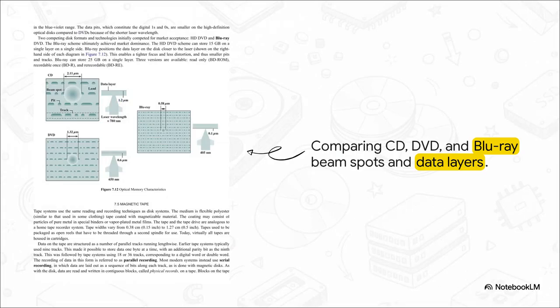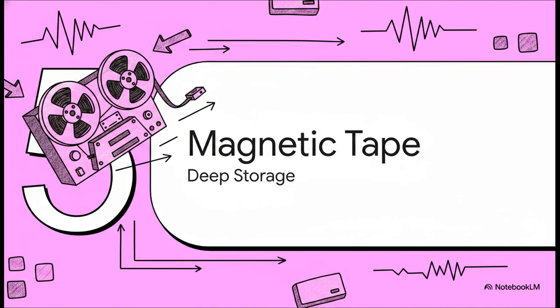But as our media evolved from standard audio to high-definition video, engineers had to figure out how to squeeze way more data onto the exact same size disk. The trick? They changed the light itself. A standard CD uses a 780 nanometer infrared laser, but Blu-ray uses a shorter 405 nanometer blue-violet laser. Because that beam spot is dramatically smaller, the pits and lands can be packed incredibly tightly. That simple change boosts a single layer's capacity from 680 megabytes on a CD to a staggering 25 gigabytes on a Blu-ray.